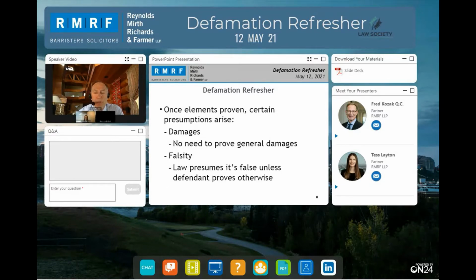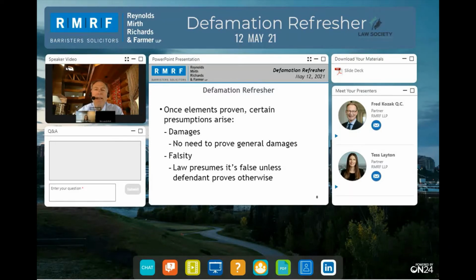Once the three elements are proven on a balance of probabilities, there are two very important presumptions that arise. The first is that defamatory statements are presumed to be false, which sounds pretty straightforward, except that it then means that if the defendant is hoping to rely on the defense of justification or truth, he or she will have the onus of demonstrating that the defamatory statement is false, which is sometimes easier said than done.